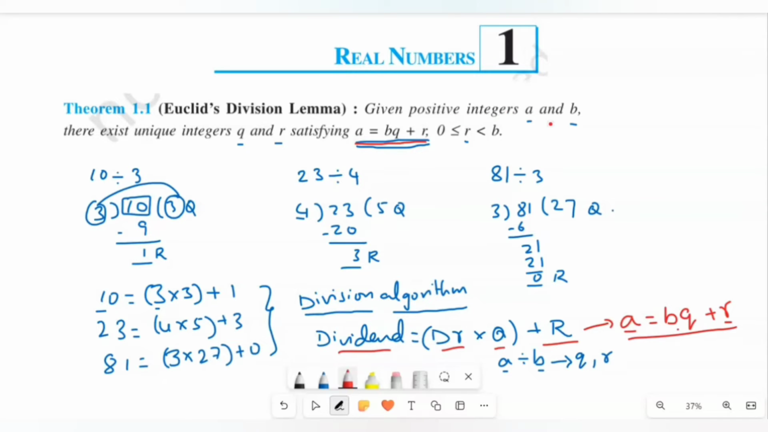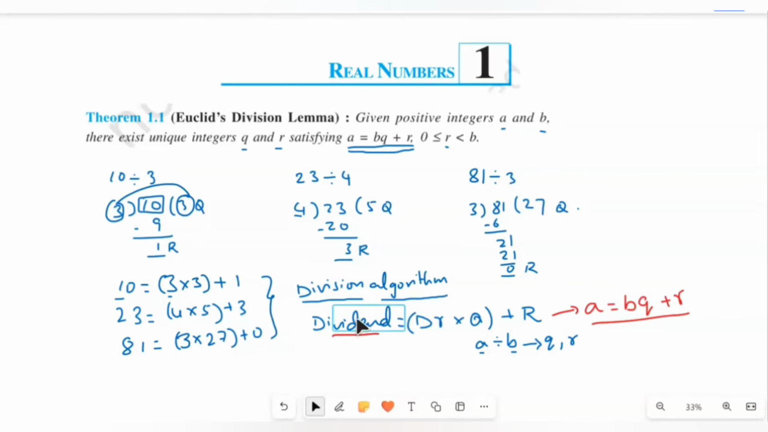Now let us read the theorem statement once again. Given positive integers a and b, there exist unique integers q and r satisfying the relation a = bq + r, where r lies between 0 and b. Now let us use this Euclid's division algorithm to calculate the HCF of two positive integers. For this, let us take a question.